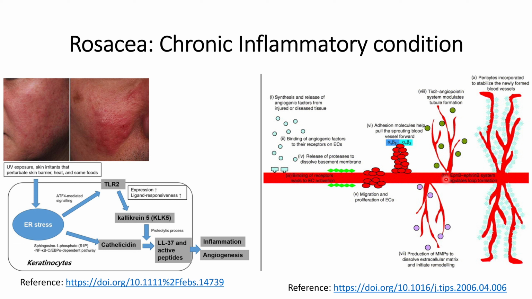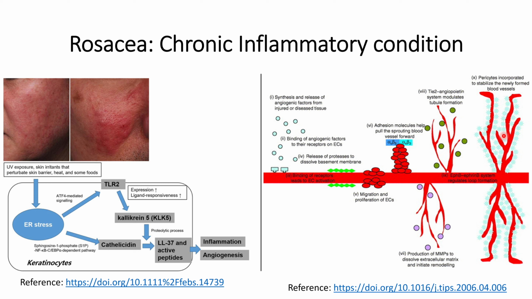The next step is that the interaction of the EphB and Ephrin B system regulates the loop formation. How the blood will circulate will be regulated by this EphB and Ephrin B system. And finally, the stabilization of the newly formed blood vessels is done by pericytes. So this will lead to new blood vessel formation, and that might also promote this redness of the skin.